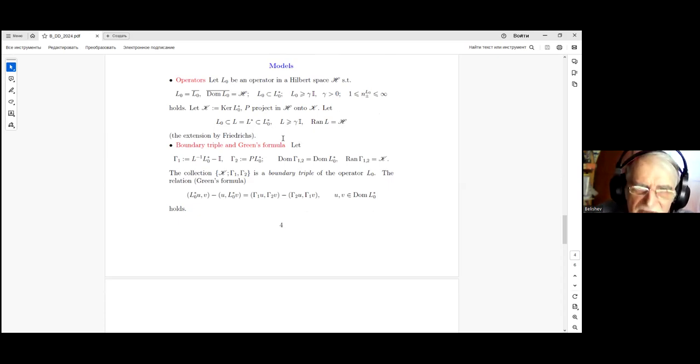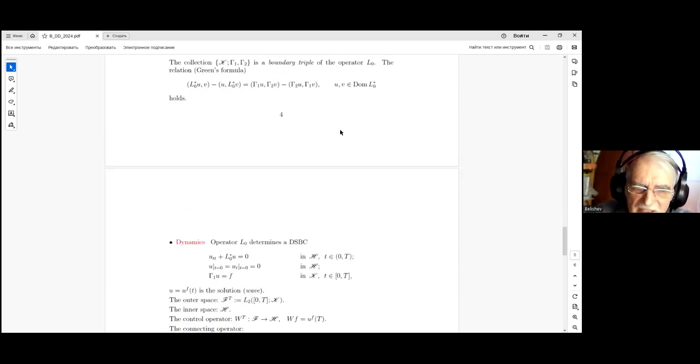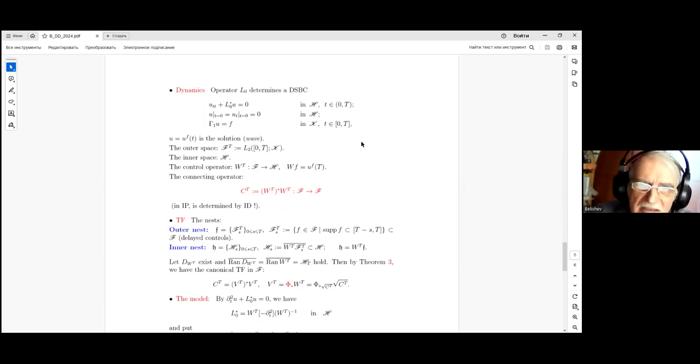And as in the previous talk, this L0 determines the boundary triple, boundary operators gamma 1, gamma 2, such that all of these objects are related through the relevant version of the Green formula, this one. Next, as in the previous talk, we introduce a dynamical system which is controlled by the boundary operator gamma 1. It is a dynamical system with boundary control. It is a well-defined problem, and it has the solution u^f(t).